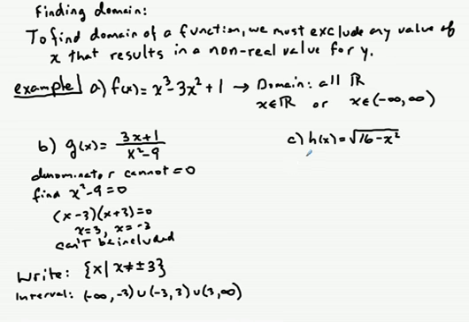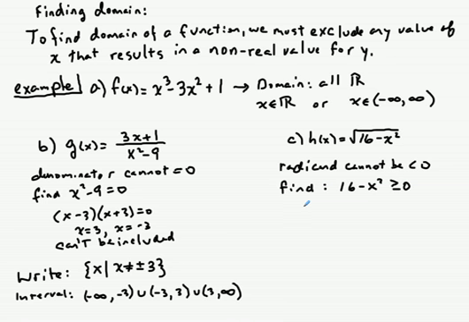Finally, in the last case right here, whenever we're dealing with a radical, we have to recognize that in a radical, the radicand cannot be negative. So we must exclude any numbers that are going to make the radicand less than 0. So what should we do? In this case, we're going to solve an inequality. We set it up as 16 minus x squared is greater than or equal to 0. If we find all of those values, we find the values that are actually in the domain.